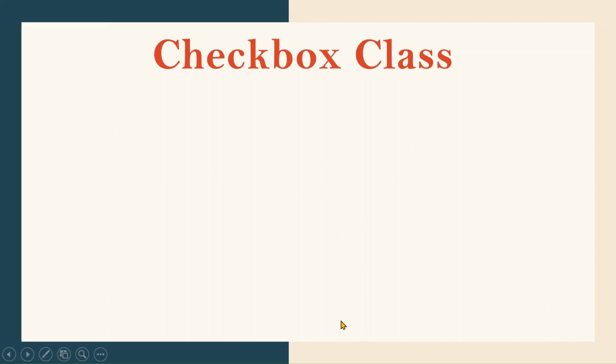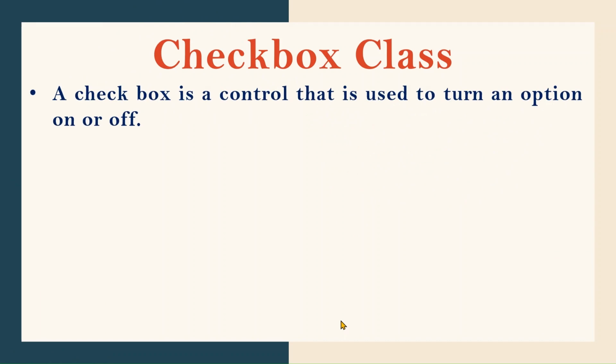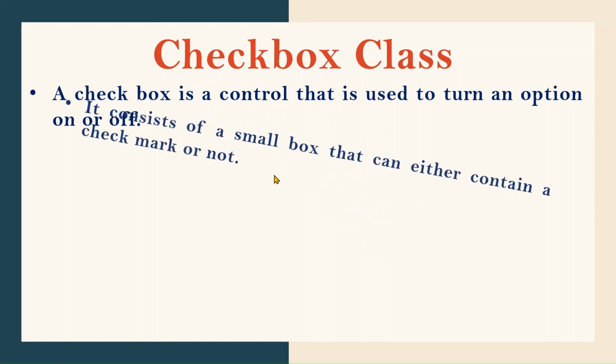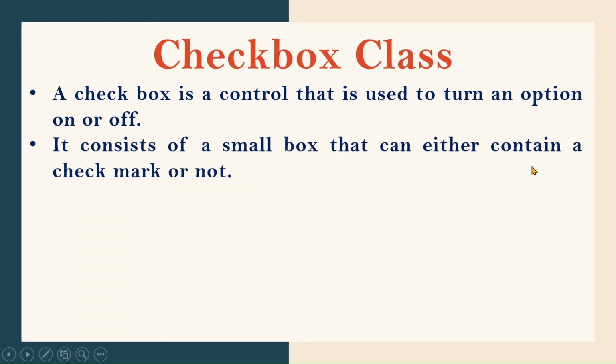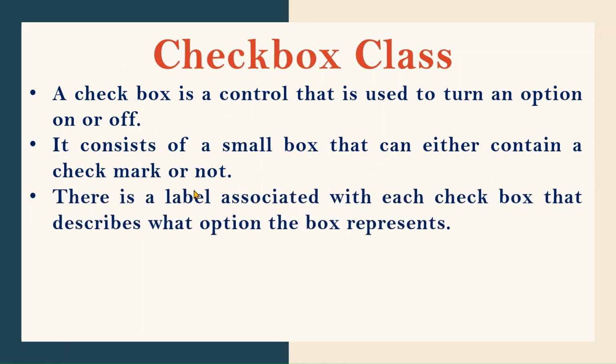Now we have a Checkbox class in the AWT package in order to create a checkbox. A checkbox is a control that is used to turn an option on or off. In the previous image, you have a checkbox with a tick mark, which is on, and a checkbox without a tick mark, which is off. It consists of a small box that can either contain a check mark or not. Already I was showing the image. A small tick mark you are going to get when you click.